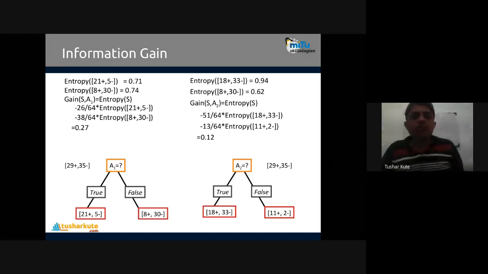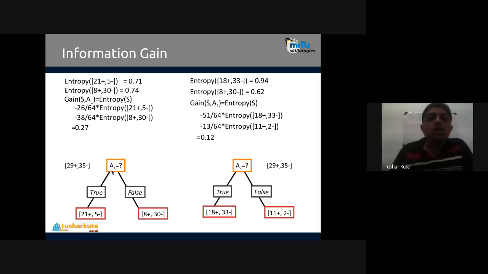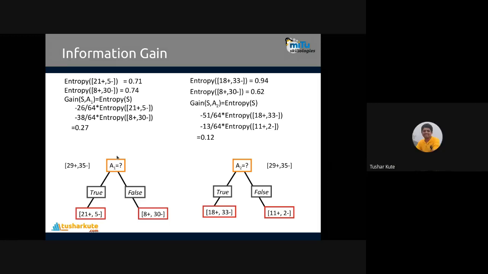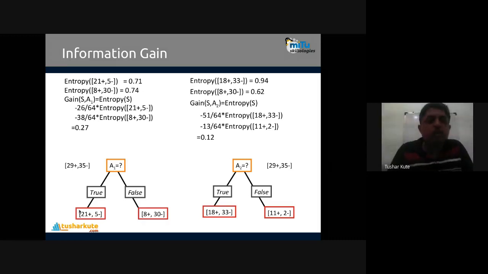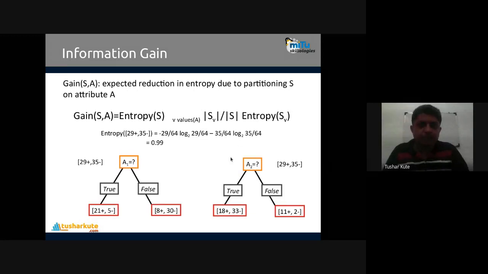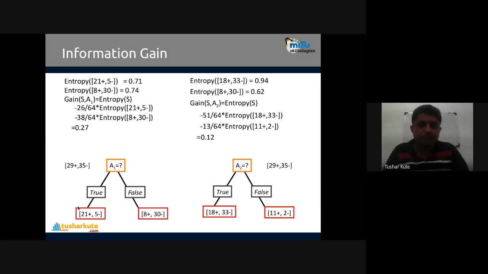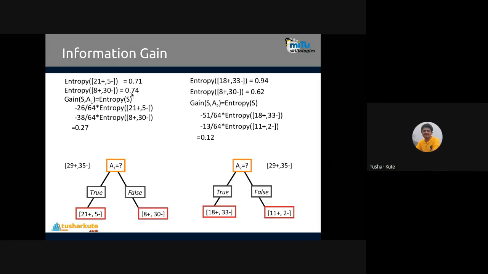Check it out, both. Now, when I do the splitting on A1 on true and false, the entropy on this side will be 0.71 when you calculate for 21 and 5. Same example that we have seen previously, using the log formula. On this split, if 21 and 5 are there, the entropy calculated is 0.71, and on this side, when 8 and 30 are there, the entropy calculated is 0.74. Correct. And using the entropy of both, we calculate the information gain.